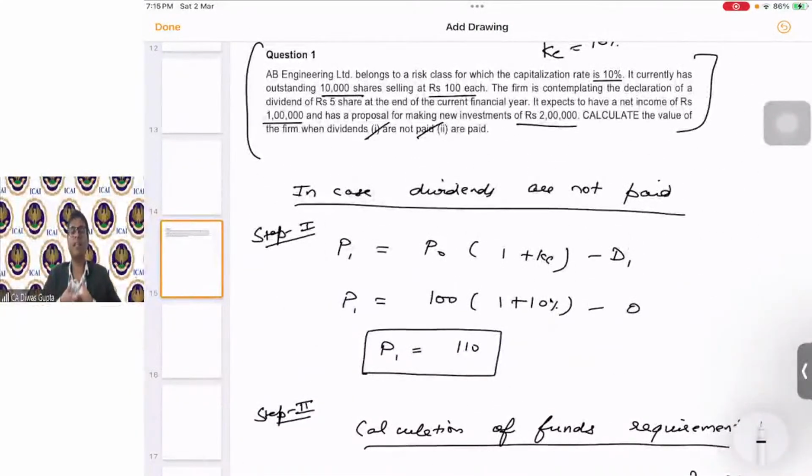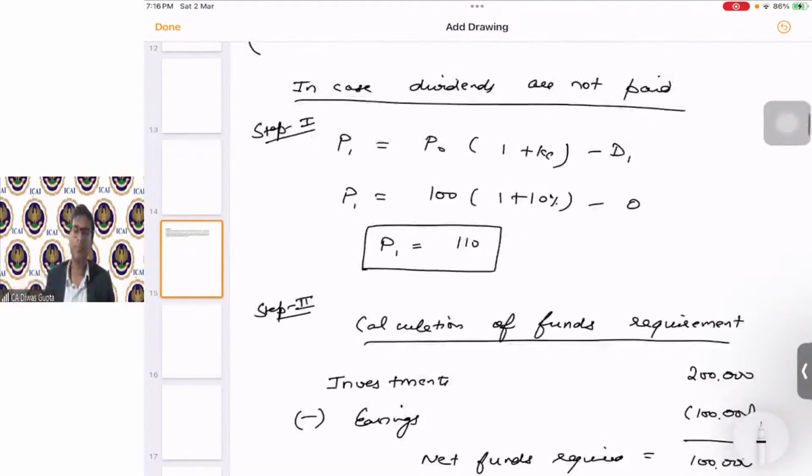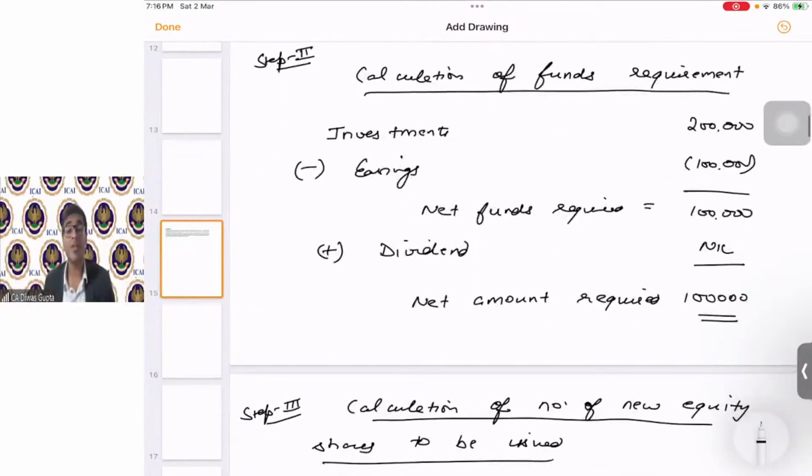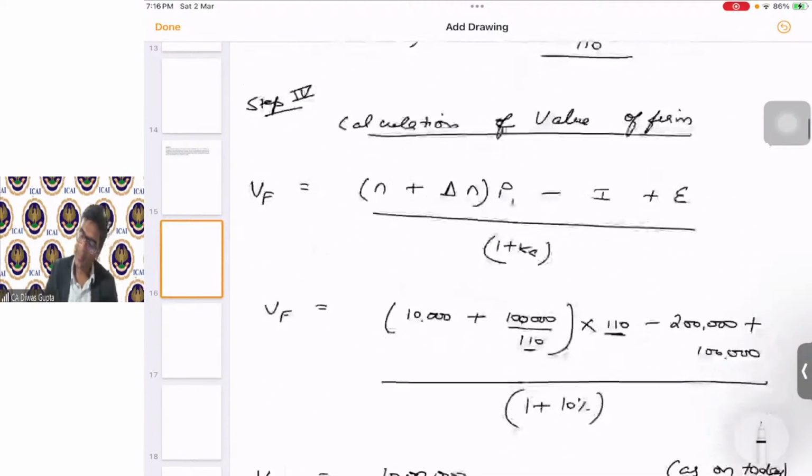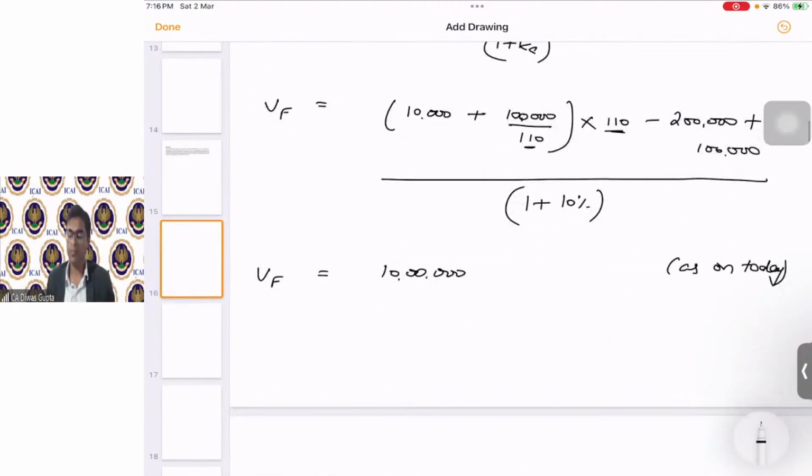So there are 4 steps. In the first case, we are saying that the dividends are not paid, and there are 4 steps. Step 1 is calculation of the price. We will use this formula. Then step 2, calculation of the funds requirement. We will take into account what is the investment plan, what earnings we have made, and what dividends we have to pay. Basis that we arrive at the net amount required. Step number 3, we calculate the new number of equity shares to be issued, which is delta N. Then step number 4, we calculate the value of firm.